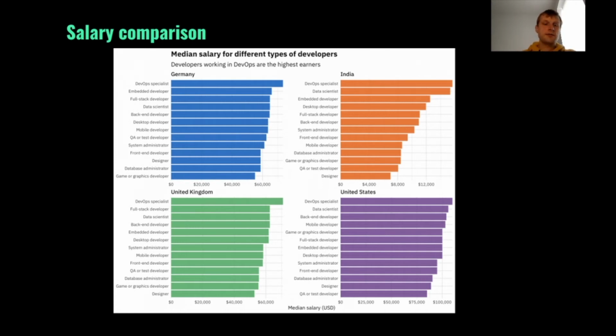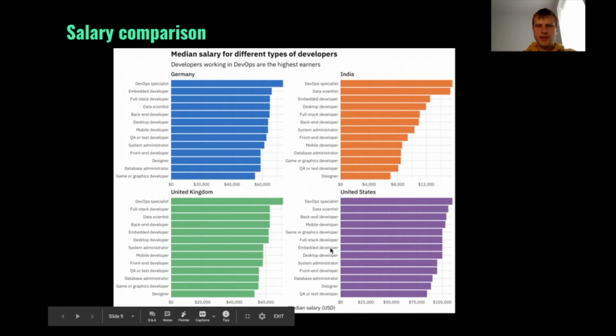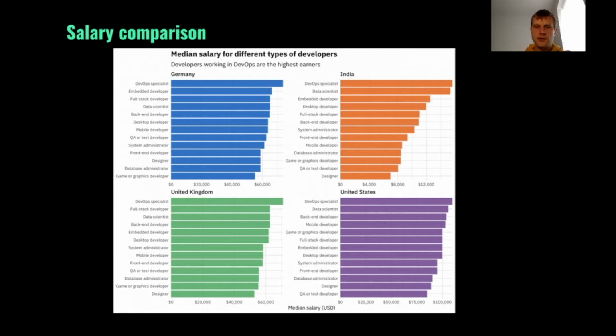Yeah, and front-end developers are on average somewhere lower. But even then in the USA, a front-end developer in 2018 would have a salary of 90,000 dollars per year. So pretty nice, pretty nice.